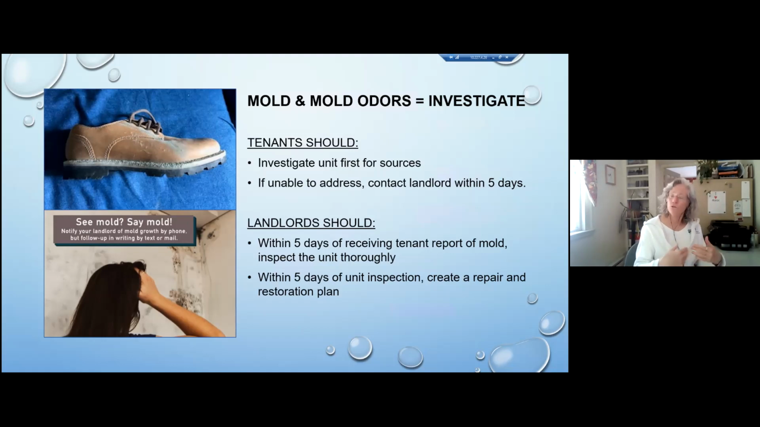So, if you're a landlord and you've just gotten the contact from the tenant that they're seeing visible mold or that there's a moldy odor, your next job is to go in within about 5 days of receiving that communication and inspect the unit thoroughly using your eyes and your nose to look for signs of moisture damage and visible mold growth and moldy odors. Within 5 days of doing that unit inspection, make sure that you're preparing a repair and restoration plan and at least communicating to the tenant in writing what steps you're taking to try to resolve the issues that you have uncovered.